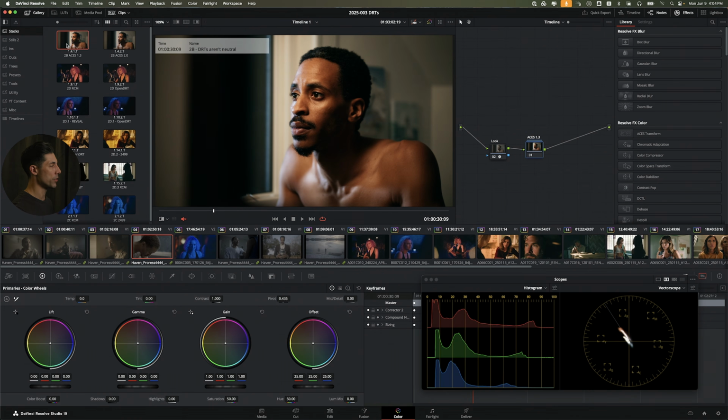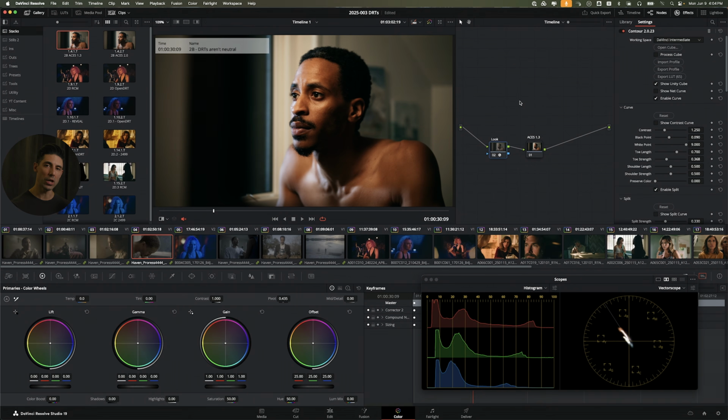This is ACES 1.3. And in all cases, guys, I've got this same exact look in line. It is not changing in any of the examples that we're going to look at today. It is our constant so that we can compare apples to apples when it comes to the DRT itself. So this is the same look running into ACES 1.3. Here is that look running into ACES 2.0.